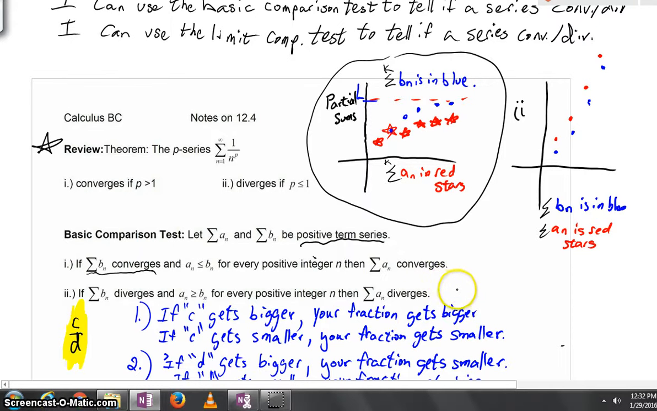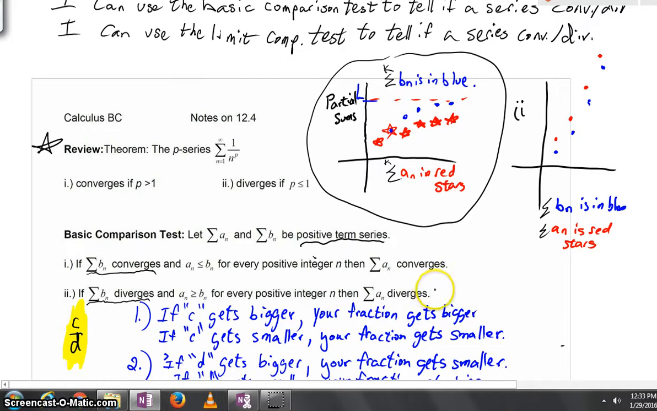There is another side to it. Look at Roman numeral 2. Let's just say that you have a series b sub n, but this time we say that that series diverges. And a sub n is actually bigger than b sub n, term by term by term. We can then say a sub n diverges.